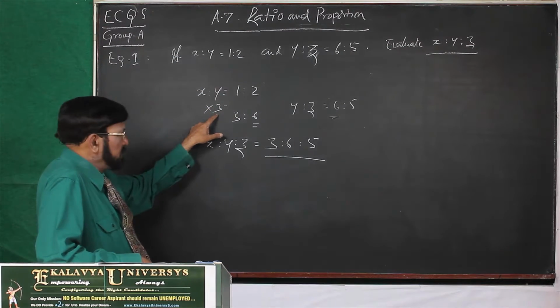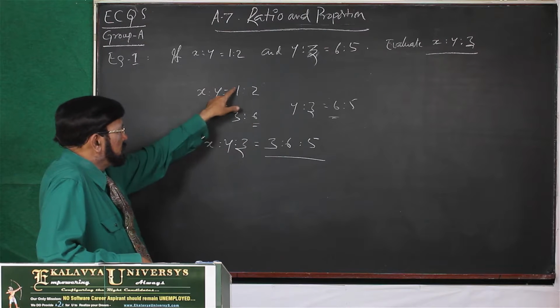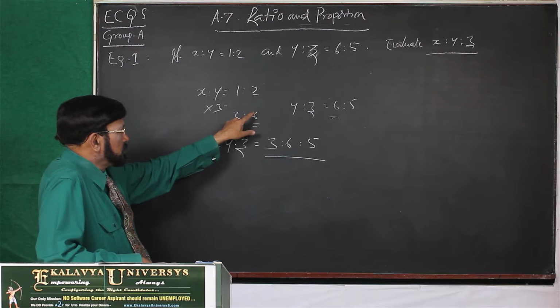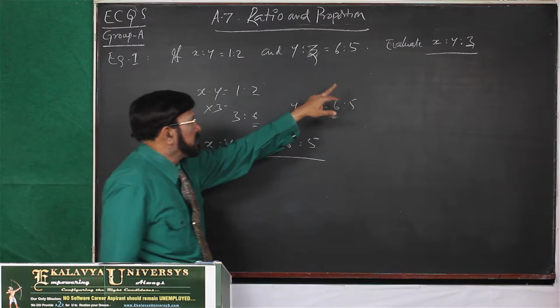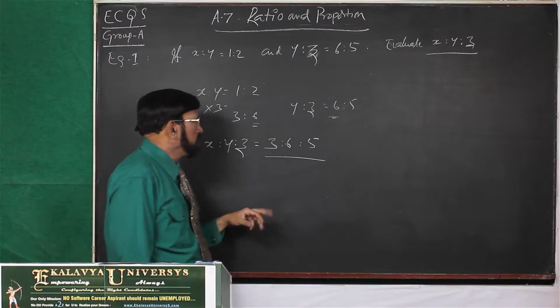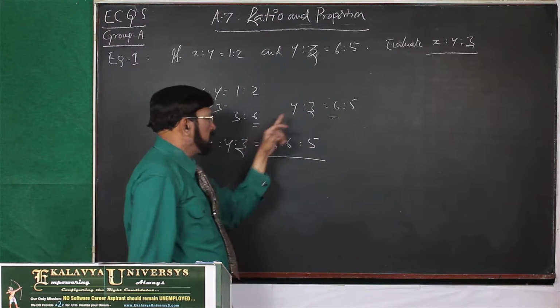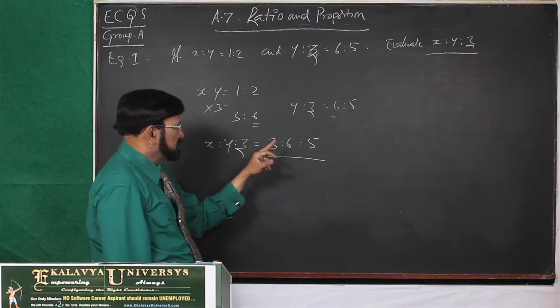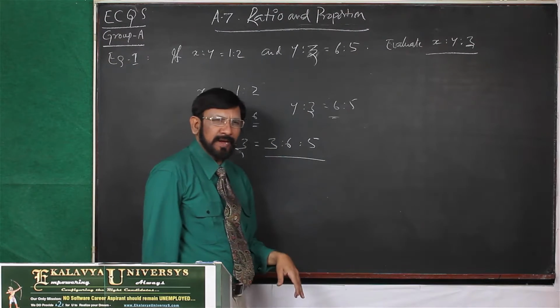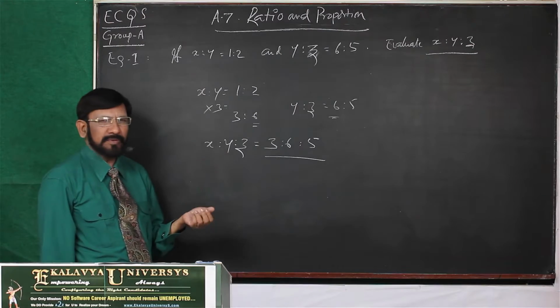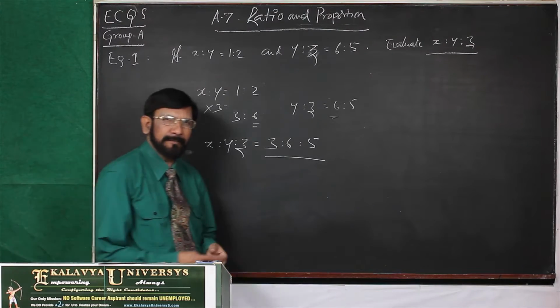Then the first ratio multiplied by 3 is 3 is to 6, 1 into 3 is 3, 2 into 3 is 6, and we take the second ratio 6 is to 5. In both, y is common, so 3 is to 6 is to 5 is the ratio of x is to y is to z.